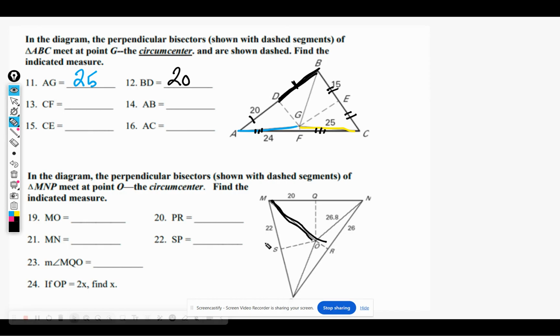So we can find MO because we know that when it comes to the perpendicular bisectors, each piece is congruent. So because each piece is going to be congruent, we know that this piece here is 26.8. And this piece here is also congruent to that. So if this is 26.8, then MO is also going to be 26.8.